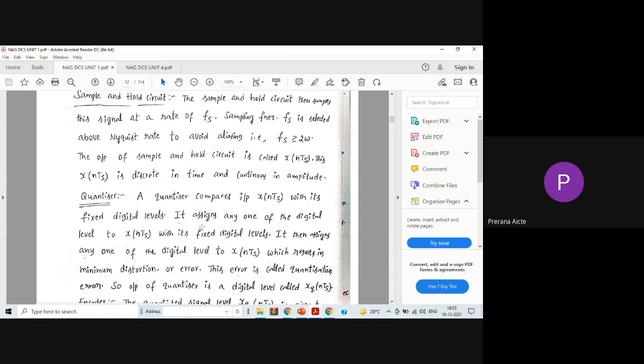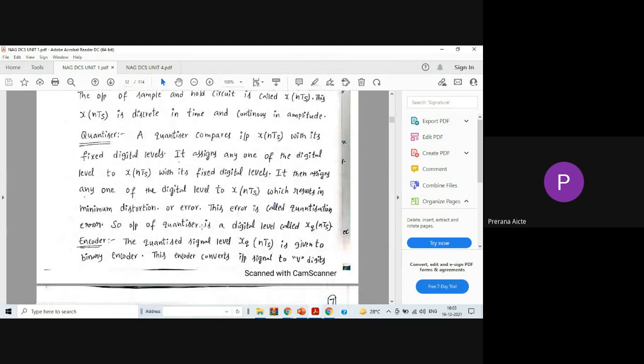Then it is applied to the quantizer. What does the quantizer do? Simply, it performs a rounding off to the nearest integer values. That is, a quantizer compares its input, X of nTs, with its fixed digital levels. Then it assigns one of the digital levels to X of nTs, which results in the minimum distortion. So the output of the quantizer is fixed level amplitude, that is, discrete in time and discrete in amplitude levels, which is Xq of nTs.